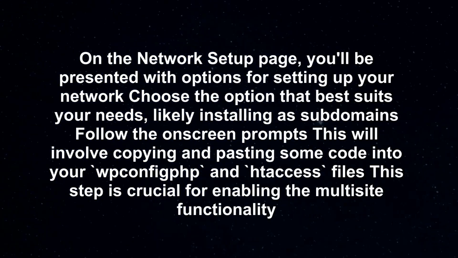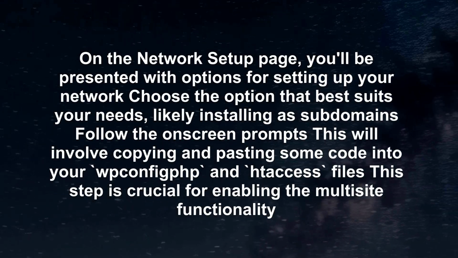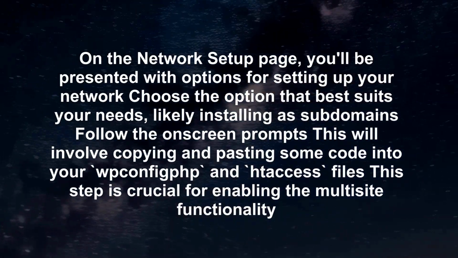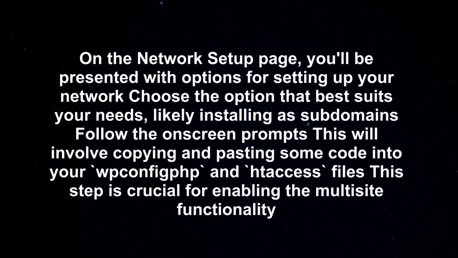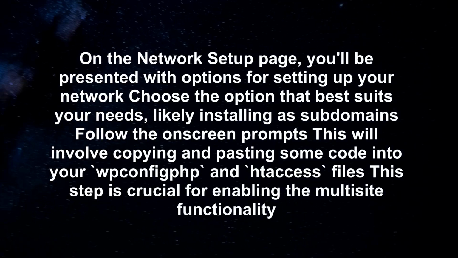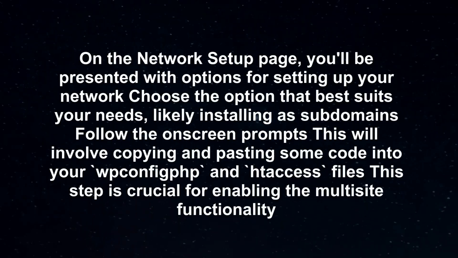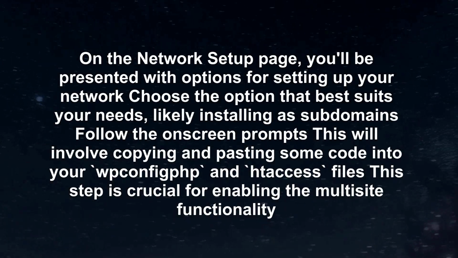On the Network Setup page, you'll be presented with options for setting up your network. Choose the option that best suits your needs, likely installing as subdomains. Follow the on-screen prompts. This will involve copying and pasting some code into your wp-config and htaccess files. This step is crucial for enabling the Multisite functionality.